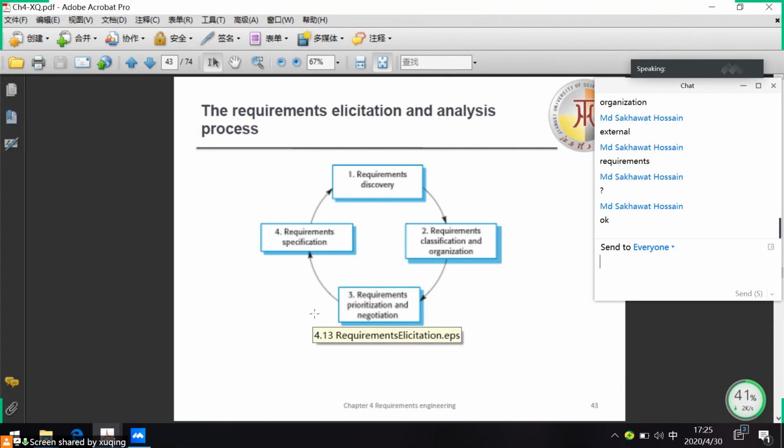It's for exercise 3. You see, we have requirements discovery, requirements classification and organization, prioritization and negotiation, and specification. We have just talked about it before the break of today.